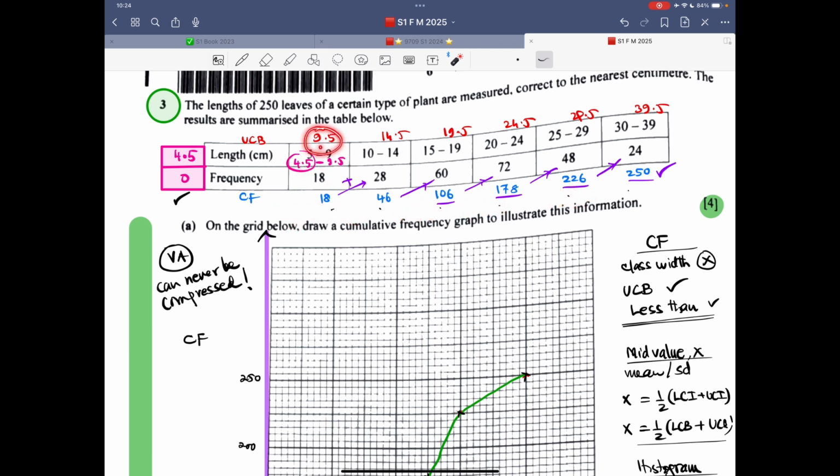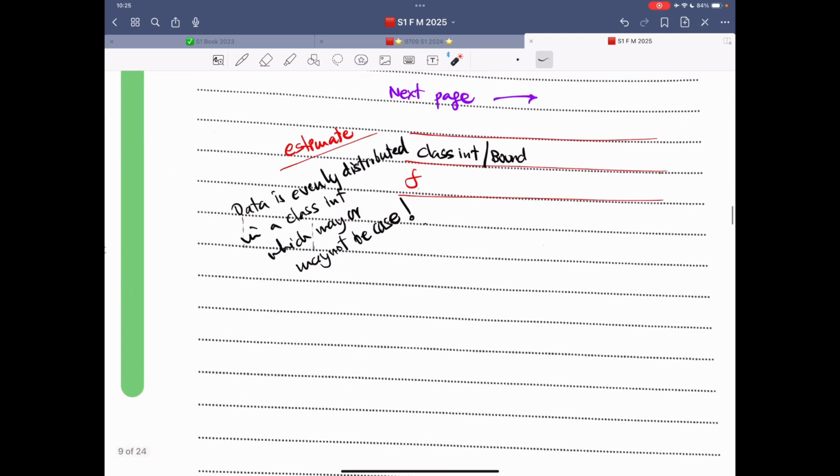But the calculation is based upon the mid value. 5 and 9 is 14, so 7. The calculation is based on that 7. So now, when we do the calculation, we assume the data to be evenly distributed, which may or may not be the case. That is why it's an estimate.